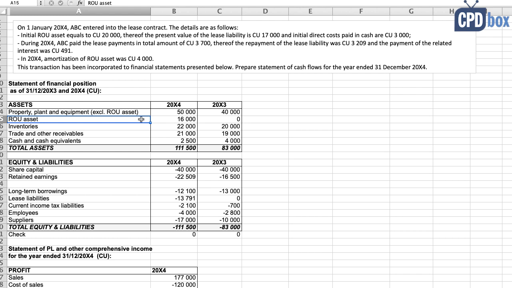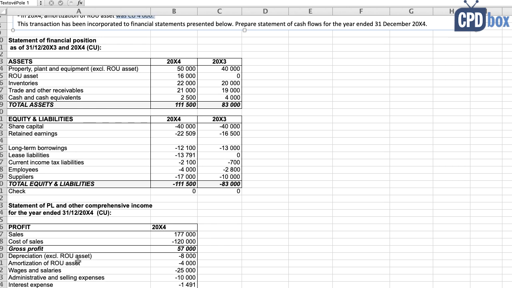The right-of-use asset as at 31st December 2004 amounts to 16,000 currency units in the statement of financial position. That's logical because the initial right-of-use asset was 20,000 less amortization of the ROU asset in 2004 of 4,000. You can see the amortization of the right-of-use asset of 4,000 currency units in the statement of profit or loss and other comprehensive income too.